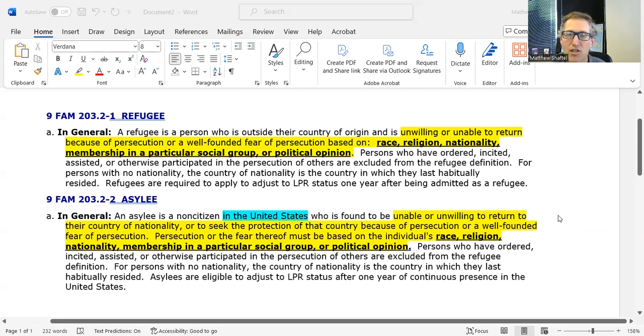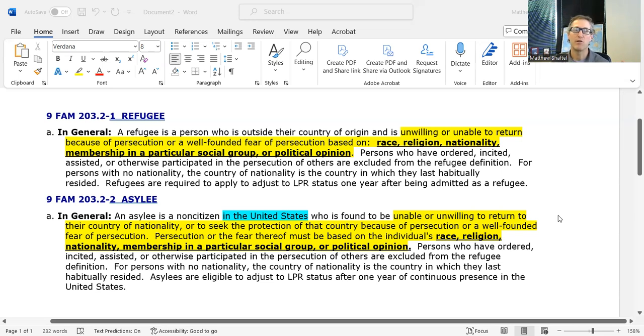The first part of the definition is the person is unwilling or unable to return to their country based on a significant, what they call a well-founded fear of persecution. What is persecution? Persecution is they have already experienced significant bodily harm or forced detention, forced imprisonment. It can also be severe deprivation of human rights or even very severe discrimination. That's defined in the regulations and through case law. But those are the basic contours of what persecution is. But it can't be persecution for any reason.